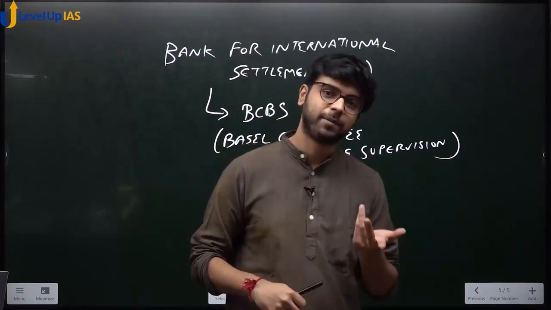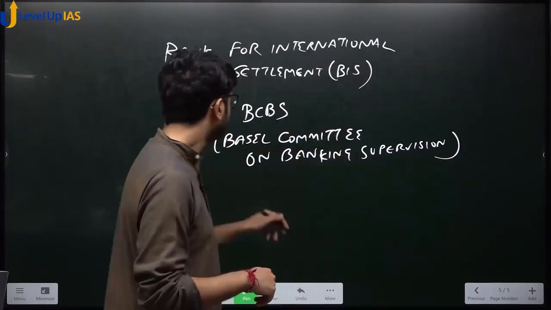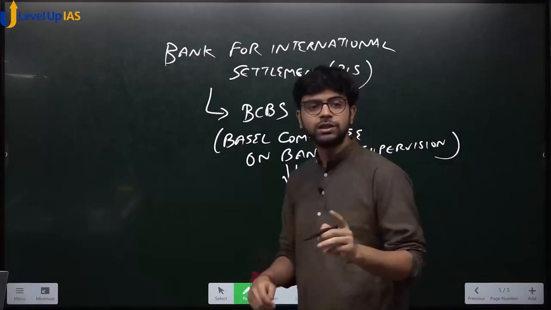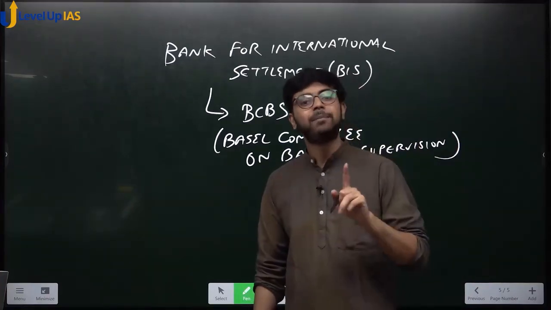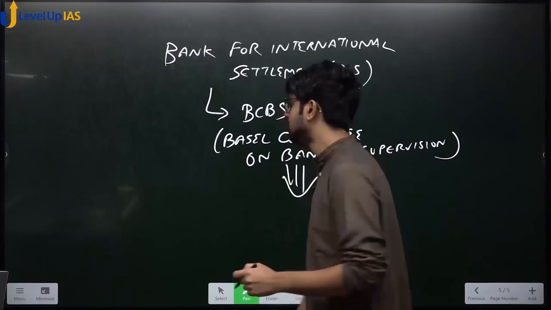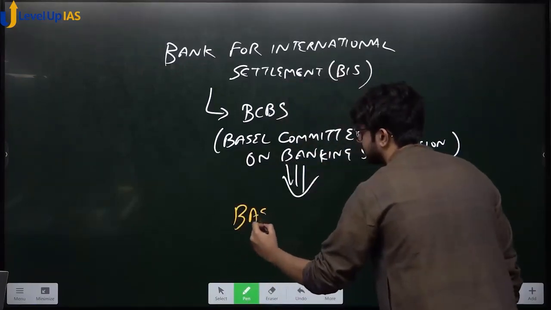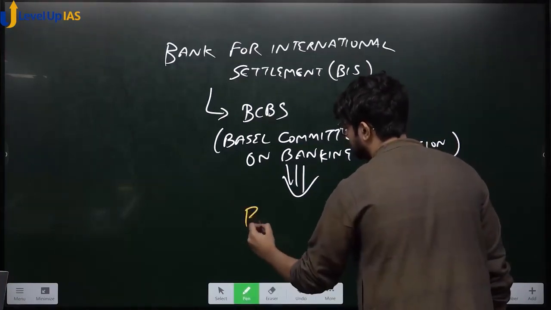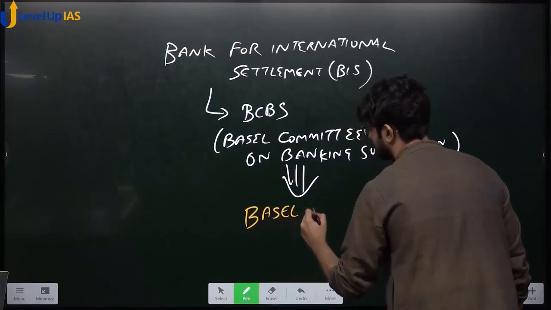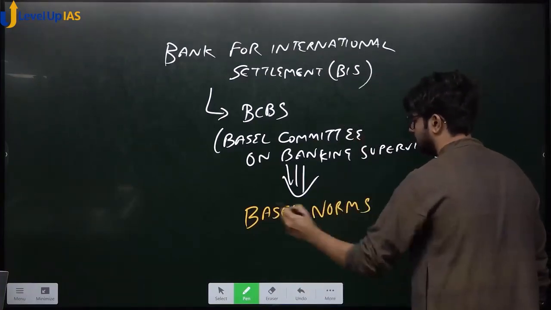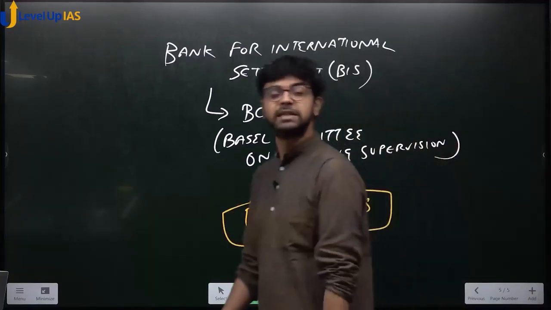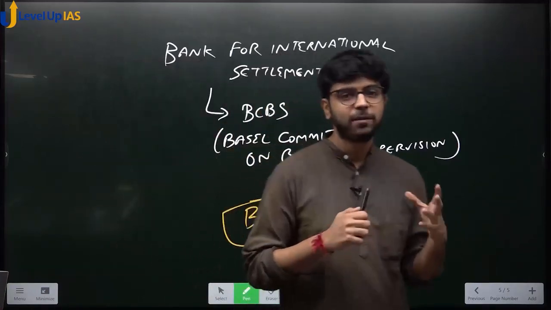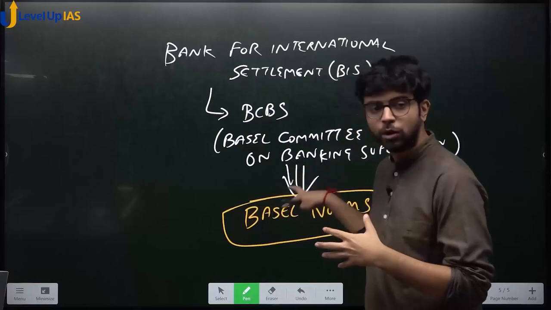Understood? See, a bank going bankrupt, what could be worse than that? Okay? So they introduced some rules. Why are they introducing these rules? To protect the money of depositors, to have a healthy banking system. Is it clear so far? These rules are called Basel norms. Now bear in mind, every central bank contributes to the discussion when these norms were finalized.